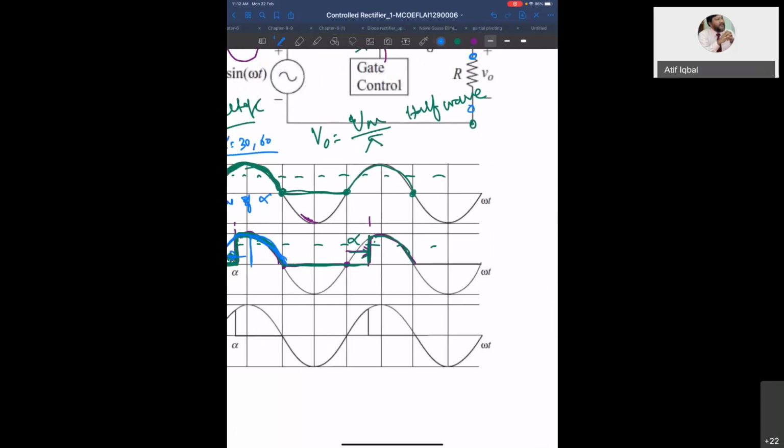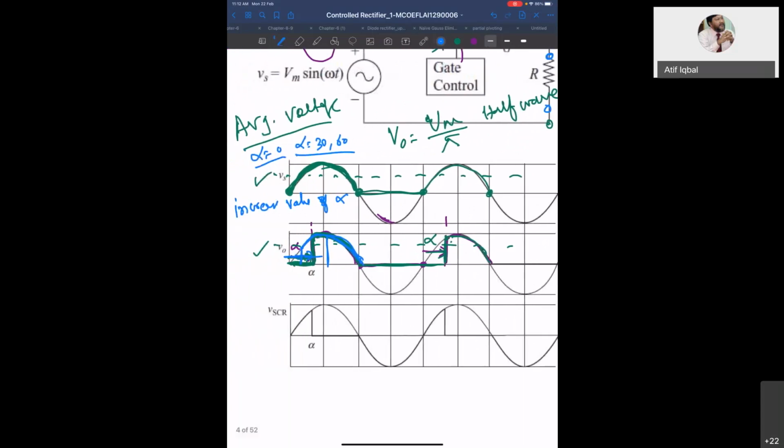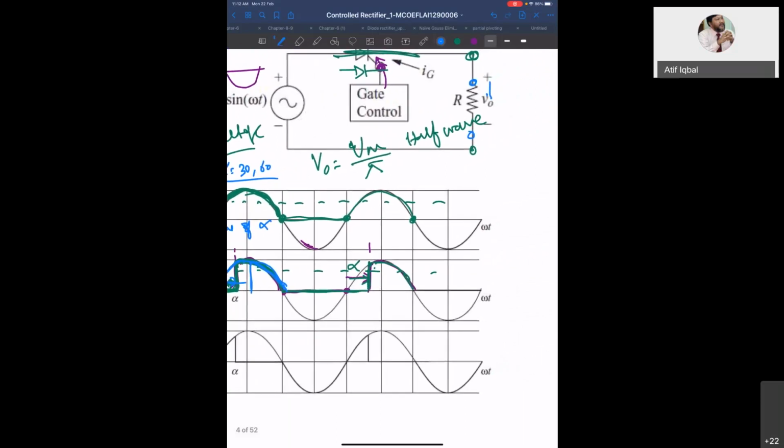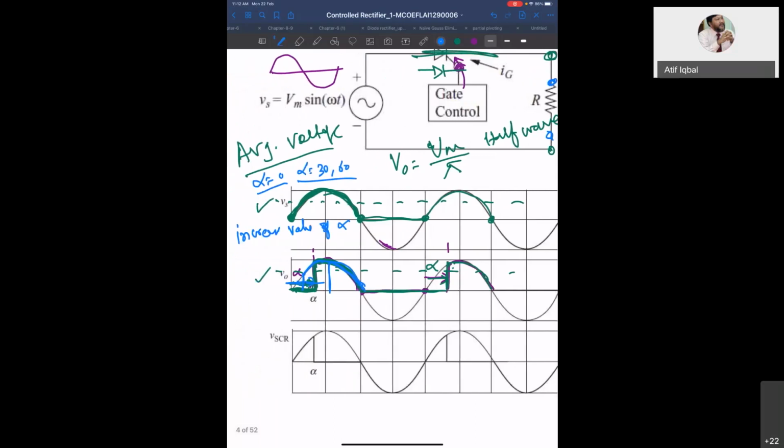Suppose you have an LED light here, and you want to dim the light. So you want to apply reduced voltage, you increase alpha. Suppose this is a DC motor, a DC fan or DC load. You want to decrease the speed, you just increase alpha. So the output voltage here will be reduced and you get lower speed. So this means that you have control over the voltage.